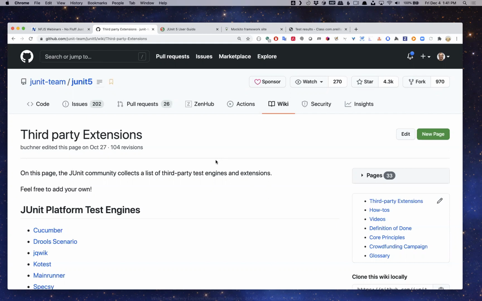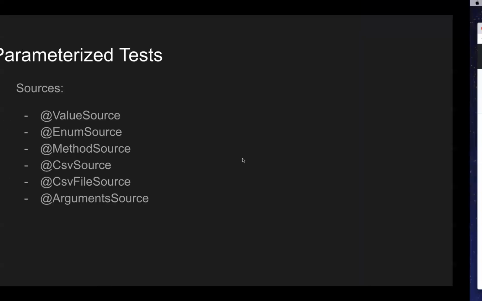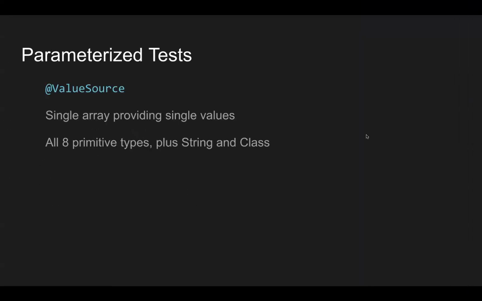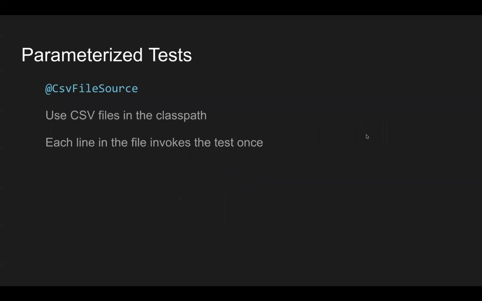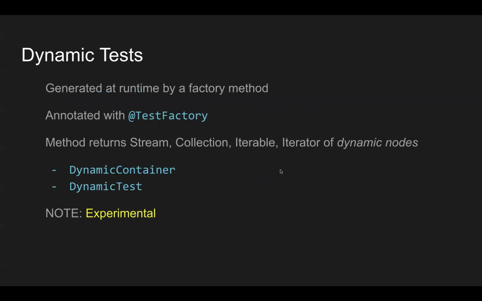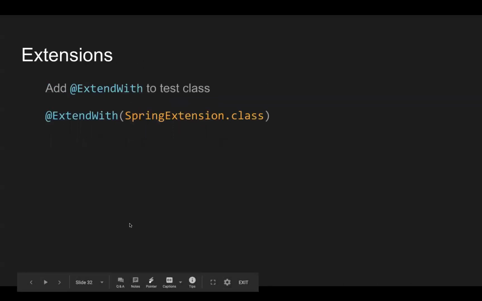Okay. All right, now let me go on to Mockito. By the way, in the slides, I talk about those various sources. And the dynamic tests, I'm not going to get into it now, but it's still considered experimental. Then there's the extension, especially the Spring one.